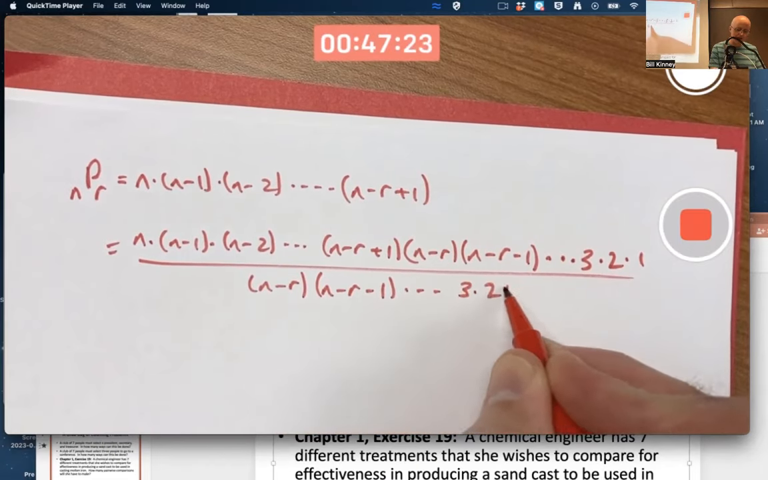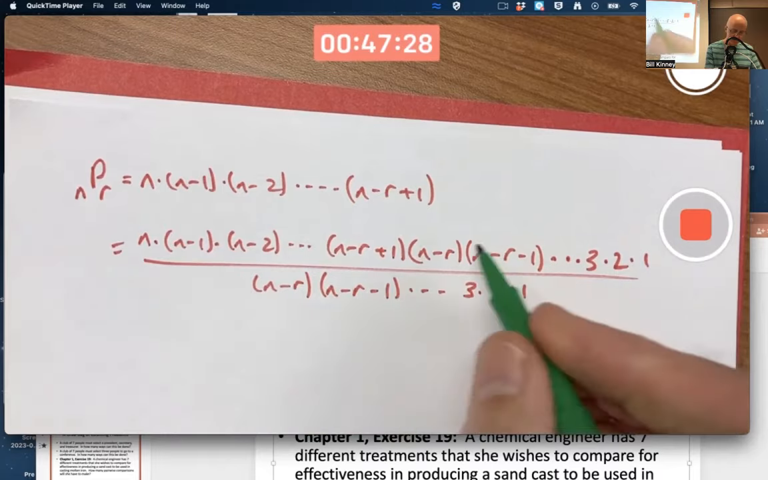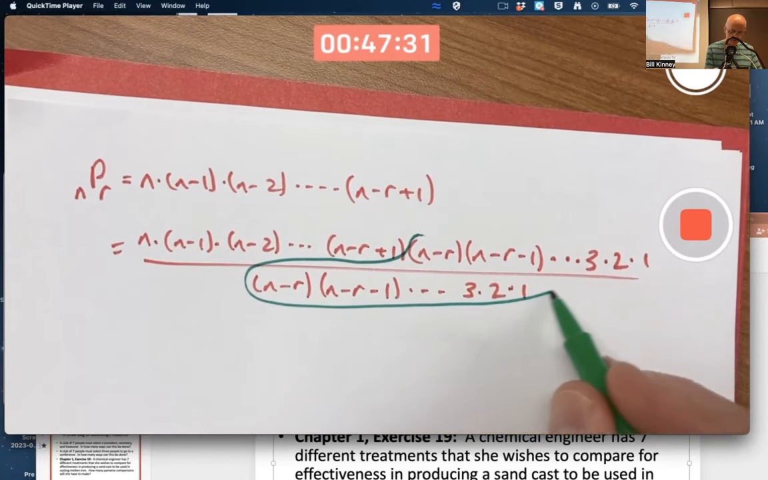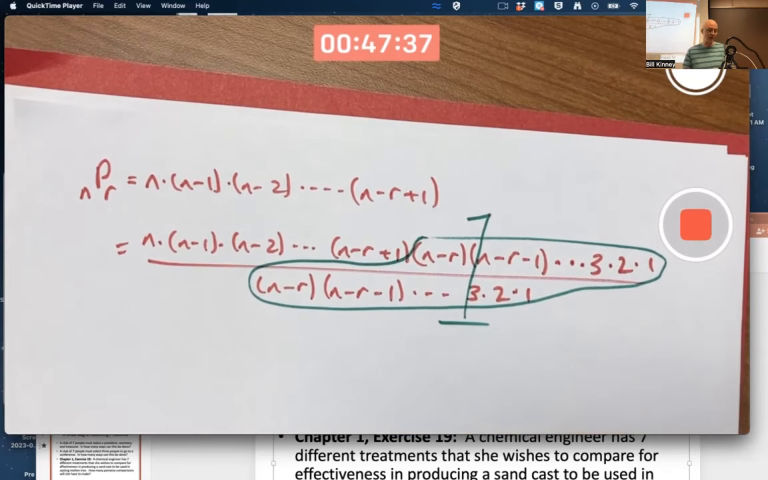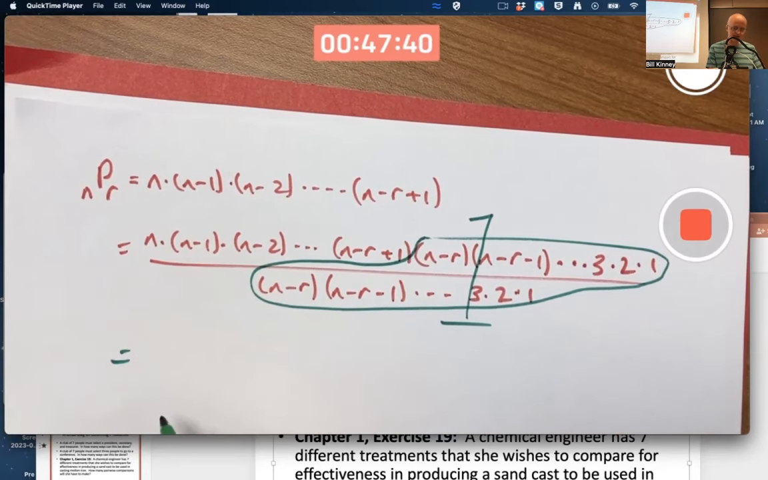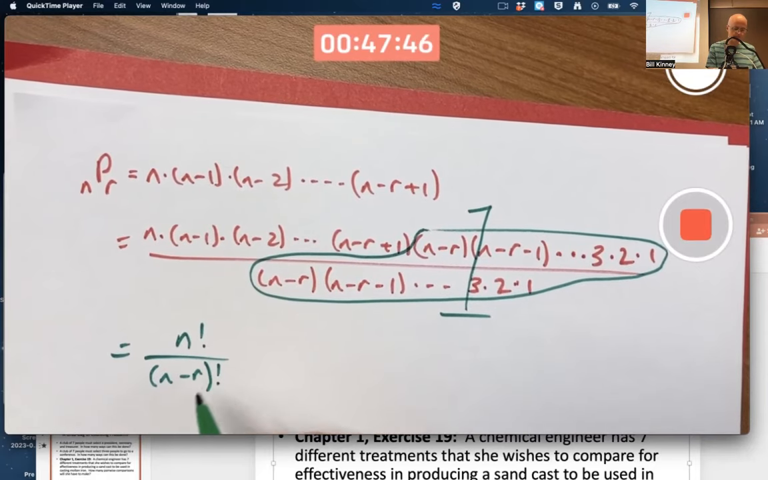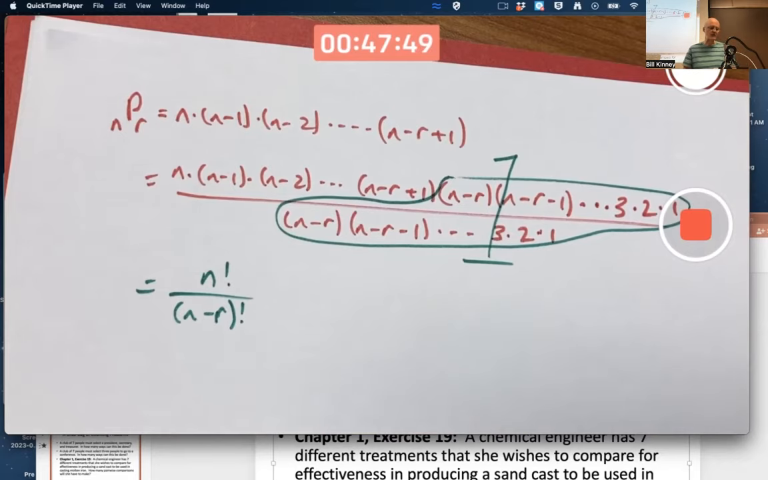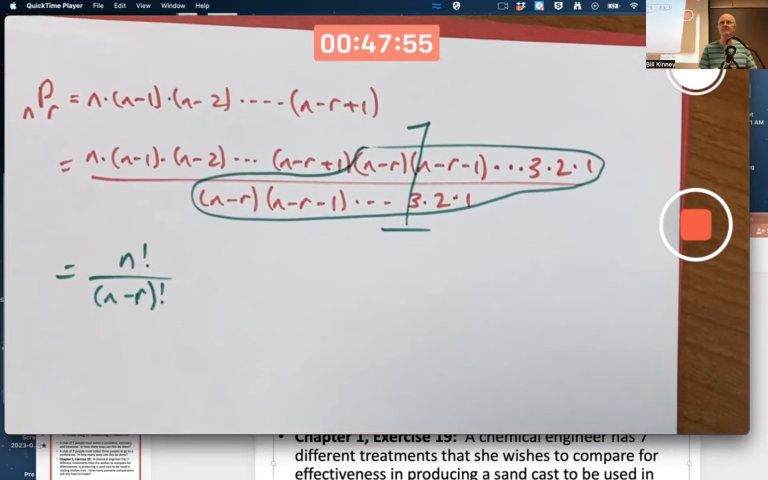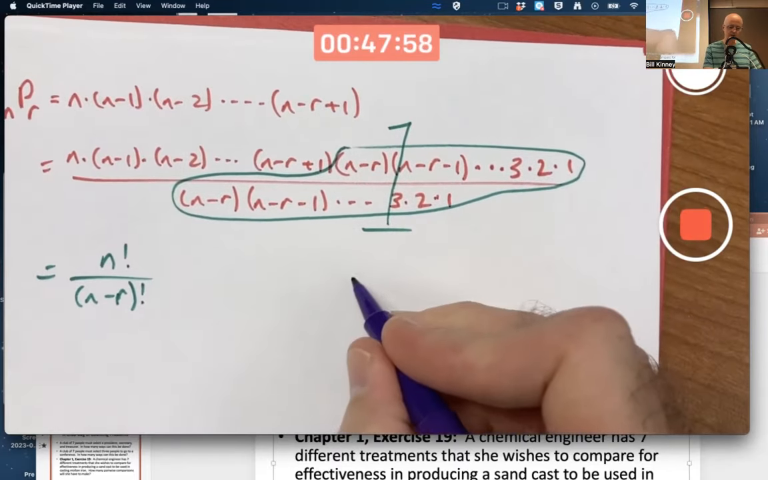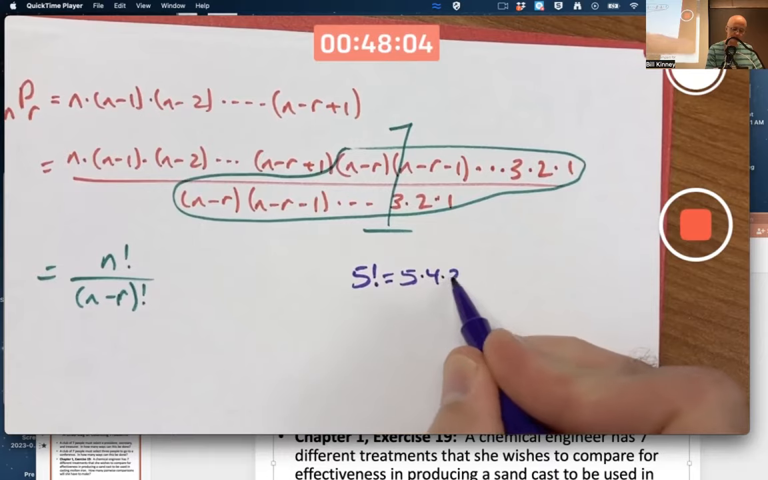What did I do? I multiplied this expression by a disguised form of 1. The disguised form of 1 is the ratio of this part. For what purpose? To use factorial notation. The top is n factorial, and the bottom is n minus r factorial. What is factorial? You learned about this in discrete math. Maybe you learned about it in high school, maybe even middle school. For example, 5 factorial is 5 times 4 times 3 times 2 times 1.